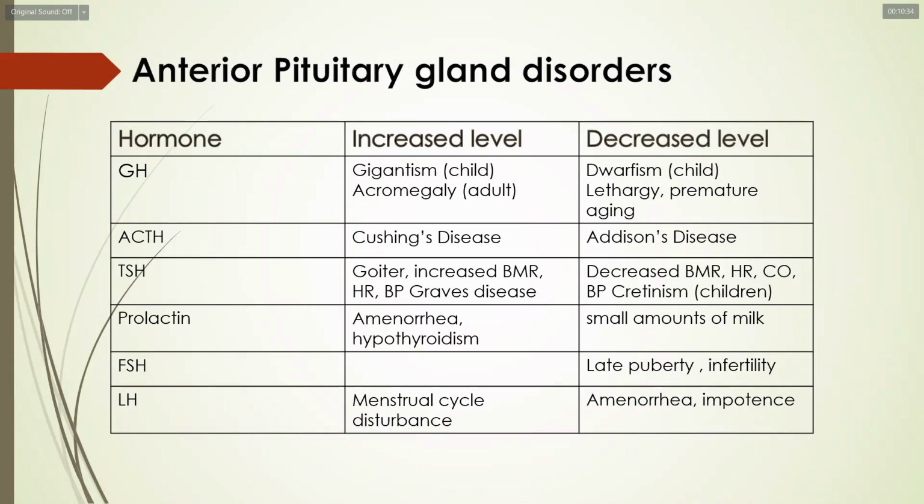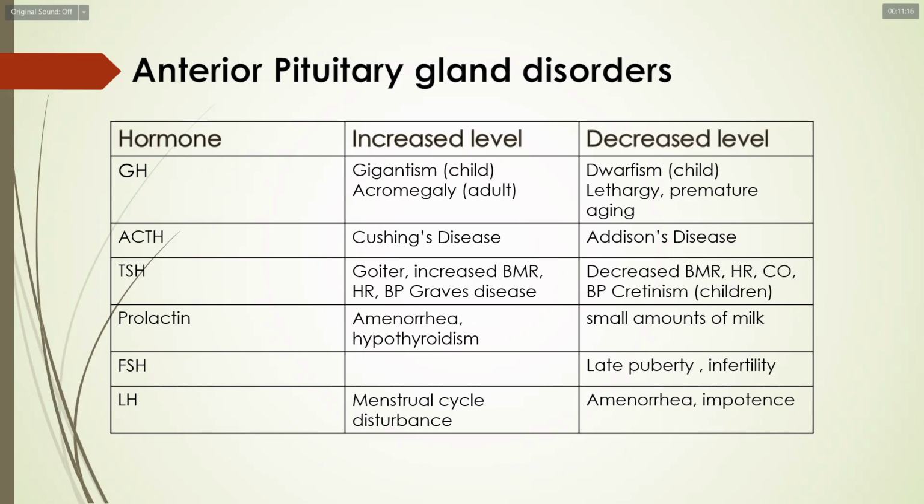Anterior pituitary gland disorders: an increased level of growth hormone causes gigantism in childhood and acromegaly in adulthood, and a decreased level causes dwarfism and premature aging. An increased level of ACTH causes Cushing's disease, and a decreased level of ACTH causes Addison's disease. An increased level of TSH causes goiter, increased heart rate, blood pressure, and Graves' disease, and it increases the basal metabolic rate. A decreased level of this hormone decreases the basal metabolic rate, heart rate, cardiac output, and blood pressure.